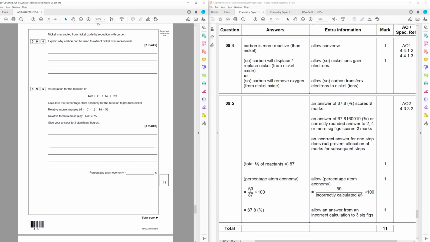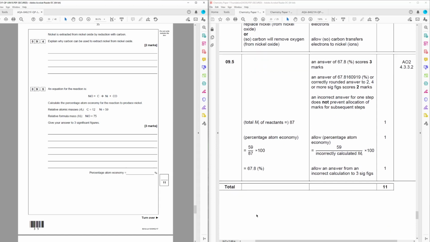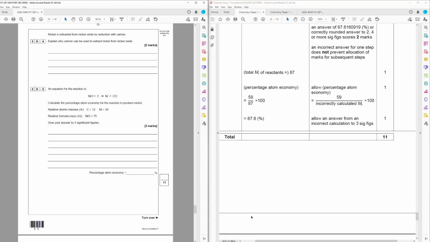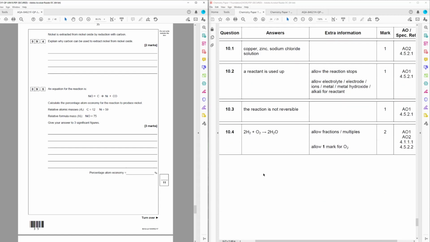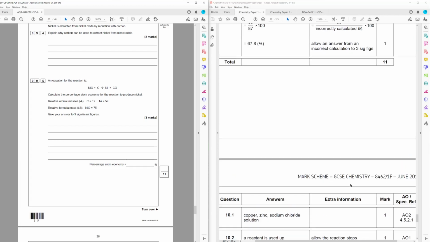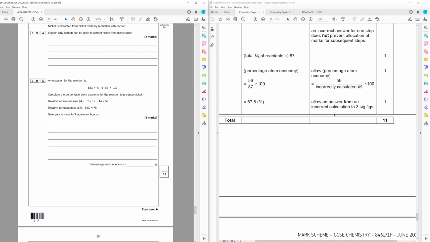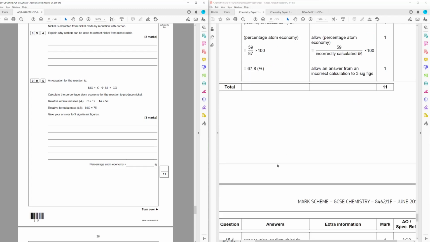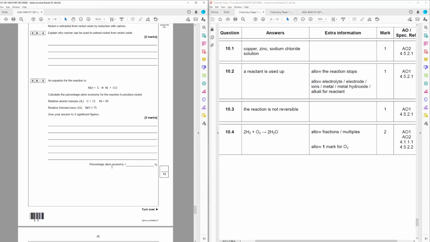So it's 59 out of 87, and then it turns into a percentage just like you would for a test score. 59 divided by 87 times by 100. We're looking for three significant figures. So 6, 7, and 8 are your first three significant figures. Okay. Don't confuse it with 3 decimal places, because obviously that would lead you to 67.816. So you don't score 2 marks for that. It's worth noting you can get a wrong percentage there with given 3 significant figures in many cases. They allow an answer from an incorrect calculation to 3 significant figures. You can get a mark for doing an answer to 3 significant figures as long as you've had a good go at it.